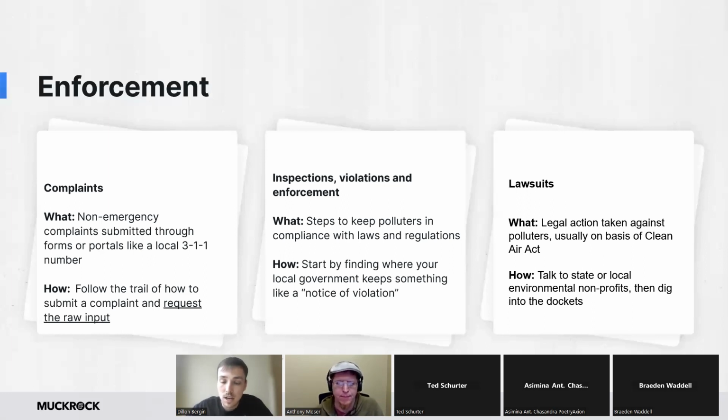The last type of document here would be lawsuits. It's pretty obvious. These are legal actions taken against polluters, usually on the basis of the Clean Air Act. The best way to find these is probably to talk to state or local environmental nonprofits, and then dig into the dockets. In some cases, state or local government may be filing these lawsuits. In a lot of cases, it's environmental agencies.